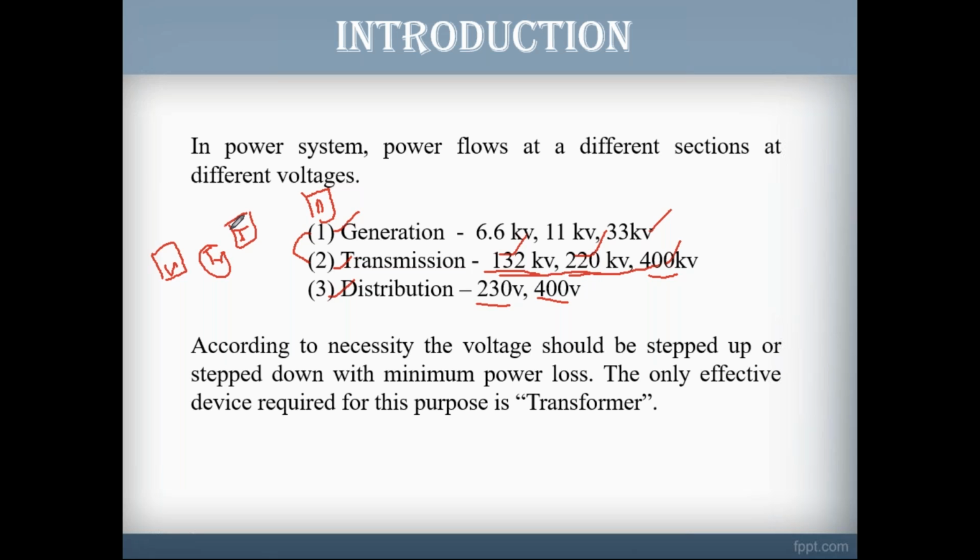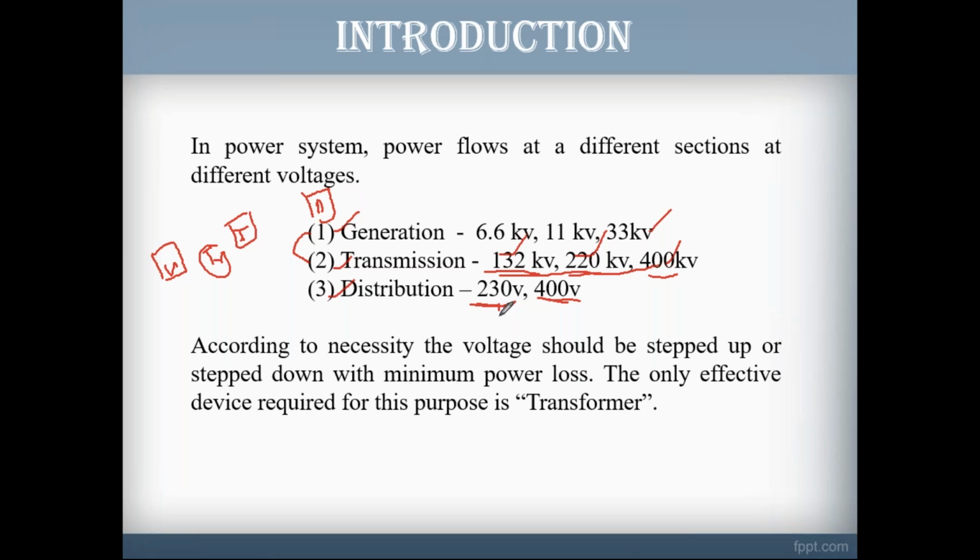Are you clear? In between generation and transmission we are using the step up transformer. In between the transmission system and the distribution system we are using the step down transformer. Now here we have two voltage levels, right? 230 volts and 400 volts.